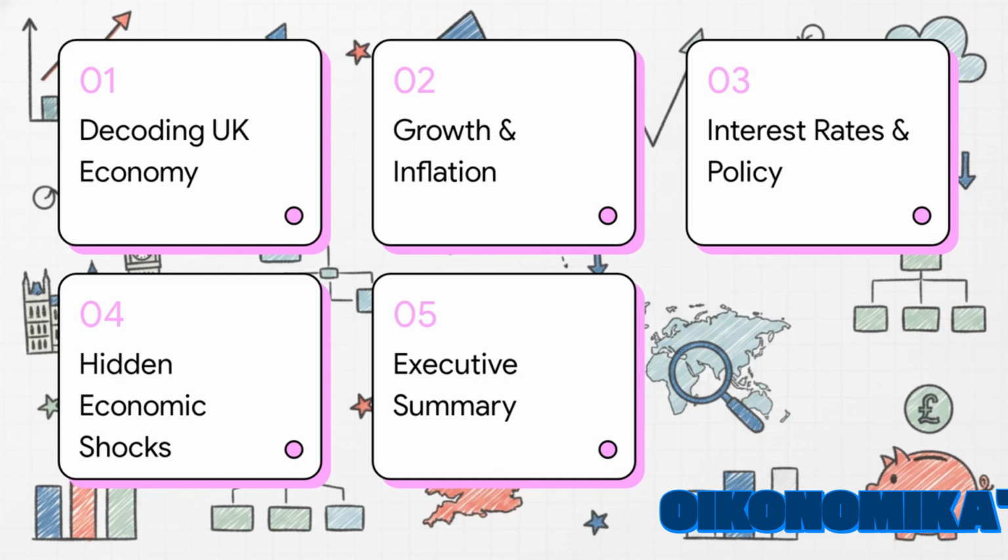So here is our quick roadmap for today. 1. Decoding the UK economy. 2. The big picture covering growth and inflation. 3. Interest rates and monetary policy. 4. Hidden forces and economic shocks. And 5. The executive summary and takeaways.